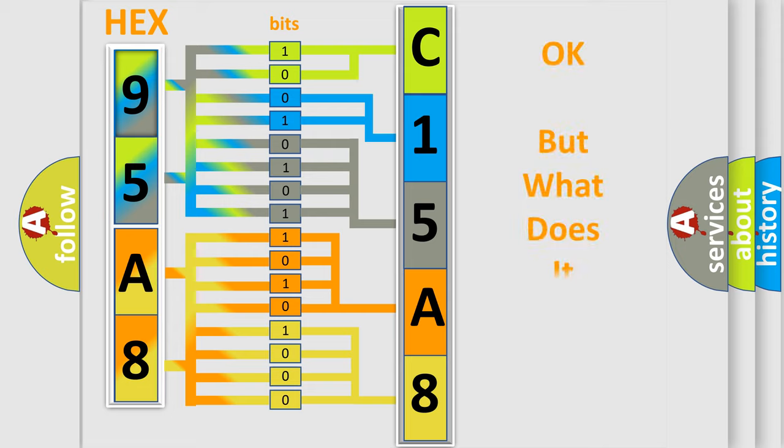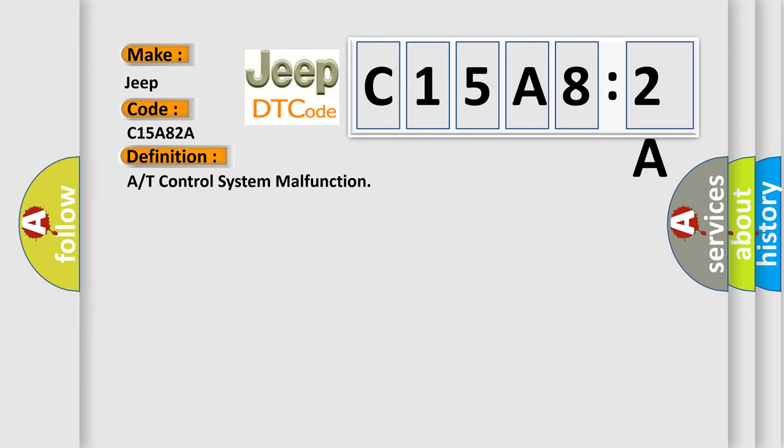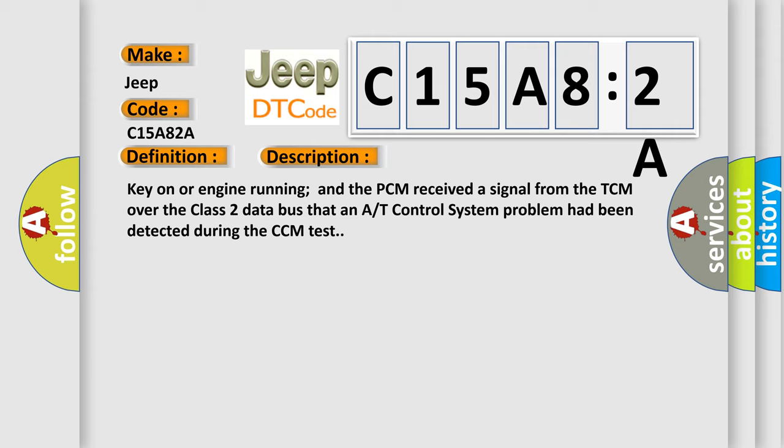The number itself does not make sense to us if we cannot assign information to what it actually expresses. So, what does the Diagnostic Trouble Code C15A8-2A specifically interpret for Jeep car manufacturers? The basic definition is the control system malfunction. And now this is a short description of this DTC code. Key on or engine running and the PCM received a signal from the TCM over the Class 2 data bus that an AT control system problem had been detected during the CCM test.